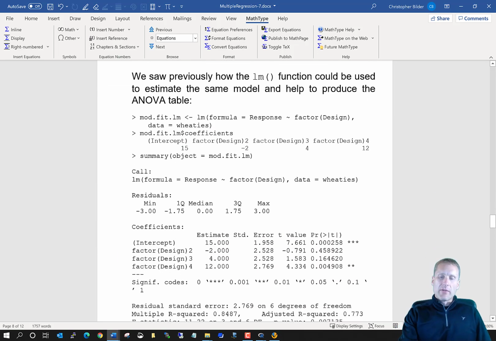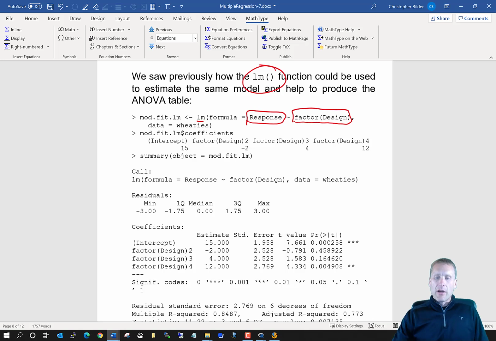Now, we also saw previously that one could use the lm function with this. And the reason that we can is because of this equivalence between ANOVA models and regression models with qualitative variables. So before, we used lm. We have our number of boxes sold, that was the response, and then our explanatory variable, our independent variable, or our factor was design.